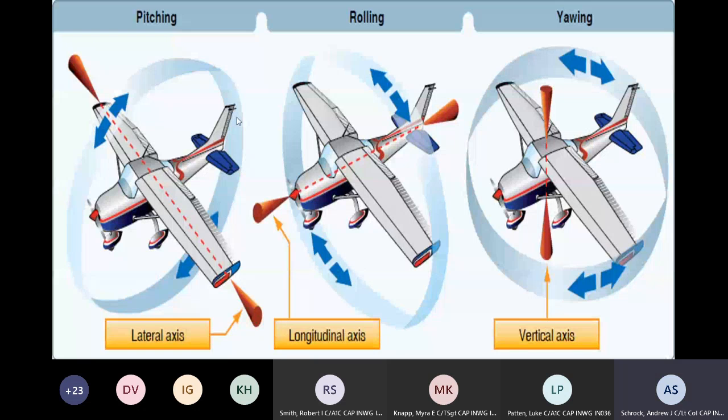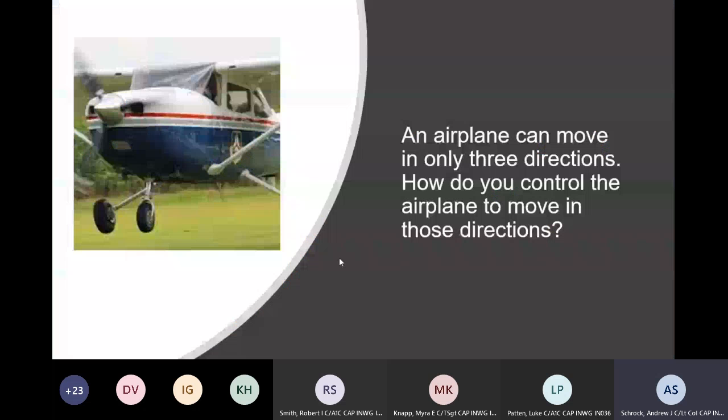So an airplane can move in only 3 directions. Well, how do you control the airplane to move in those directions? Does anybody have any ideas? What controls the airplane to actually perform those maneuvers?